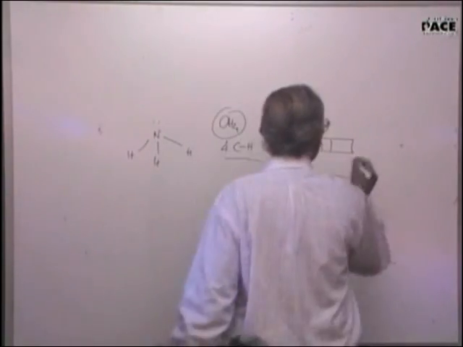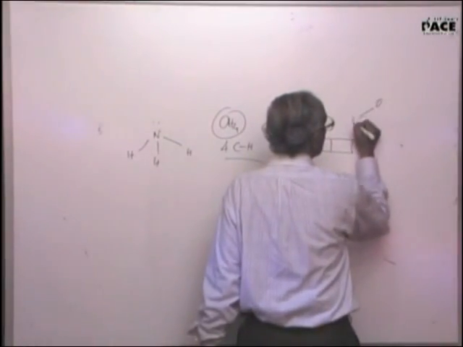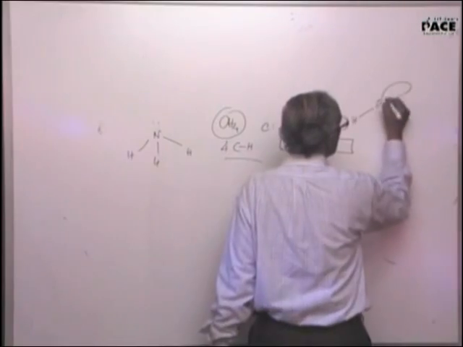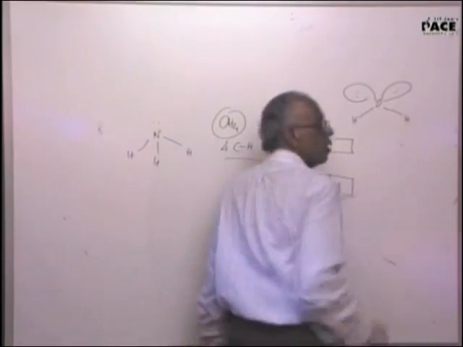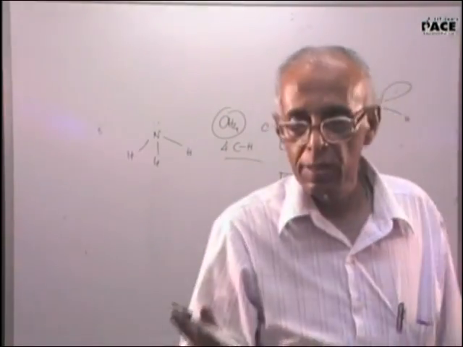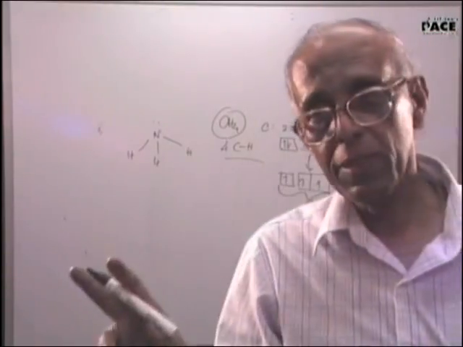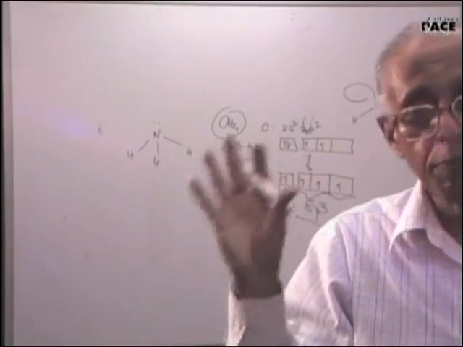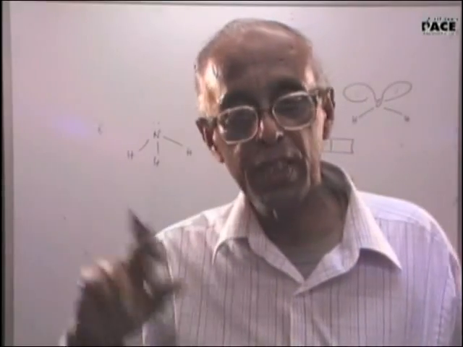In water, there are 2 sigma bonds, but there are 2 lone pairs. So the number of hybrid orbitals will be 4. So oxygen in water is sp3.